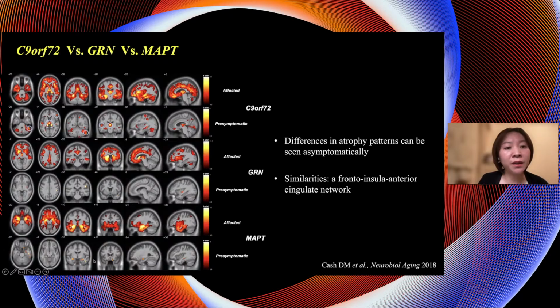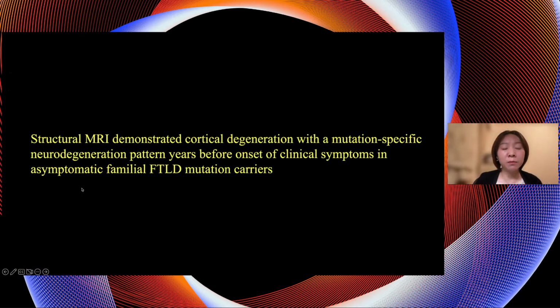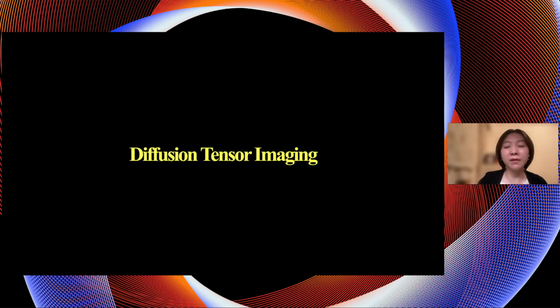But for the asymptomatic stage, it's a little different. In the MAPT mutation, we see the symmetric hippocampus and anterior temporal lobes, but the C9 shows widespread atrophy, right? Even in the asymptomatic stage. For granulin, maybe asymptomatic, there are some regions there, the parietal lobes. So we see that structural MRI demonstrated cortical degeneration with a mutation-specific neurodegeneration pattern years before onset of clinical symptoms in asymptomatic familial FTLD mutation carriers.